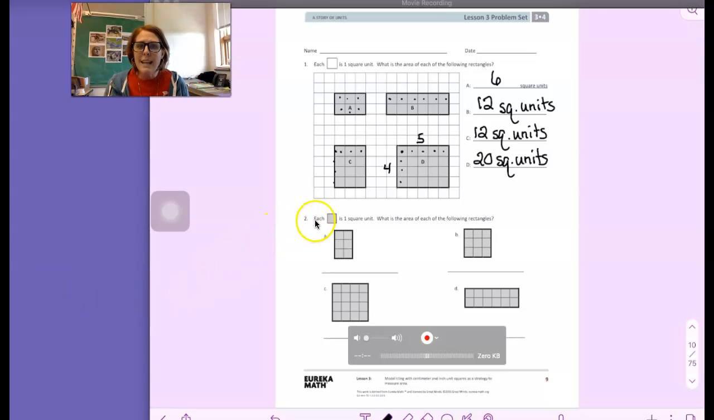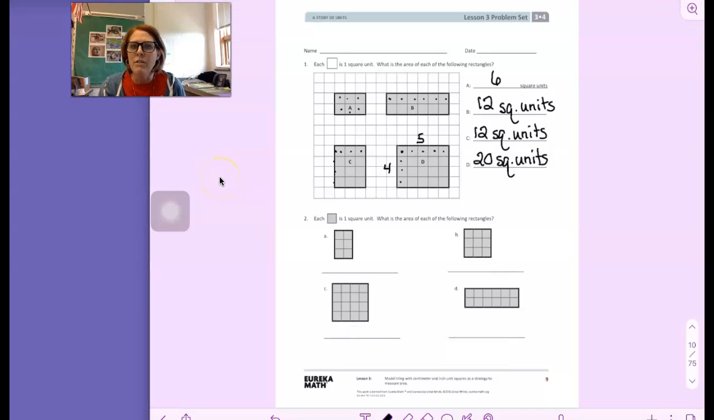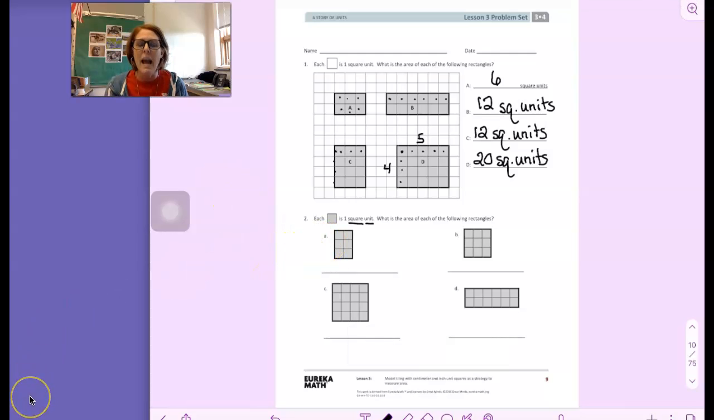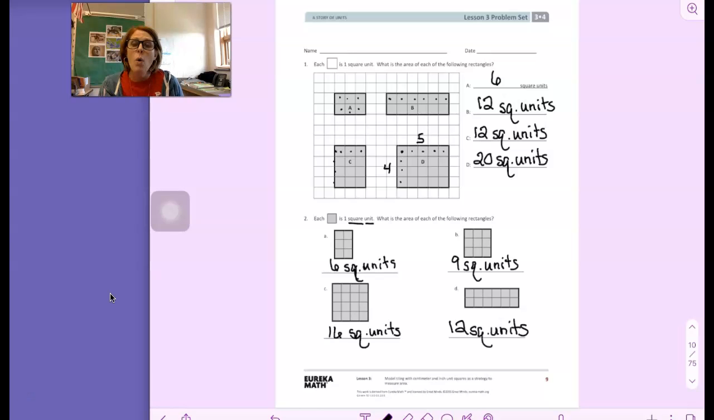Okay, number 2 says each shaded square is 1 square unit. What is the area of each of the following rectangles? So remember, your unit is square unit. So go ahead and find the area for letters A, B, C, and D, and come on back and check your work. Welcome back. Go ahead and check your work for A, B, C, and D. If you got some wrong, try to see where you went wrong. Where did you count incorrectly? Are you really not understanding how to find the area? And go ahead and message me if you need to get some help.